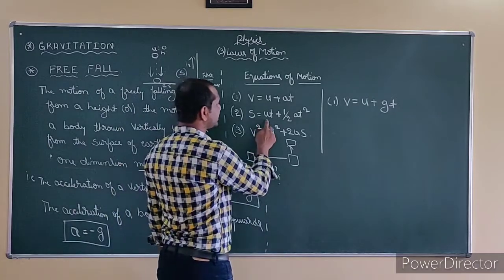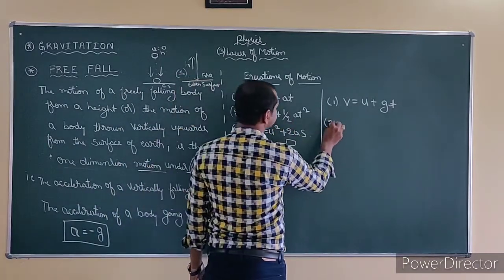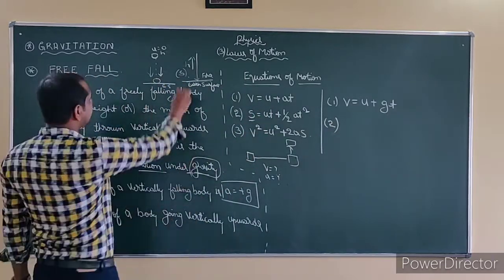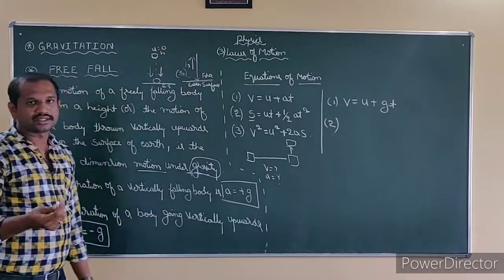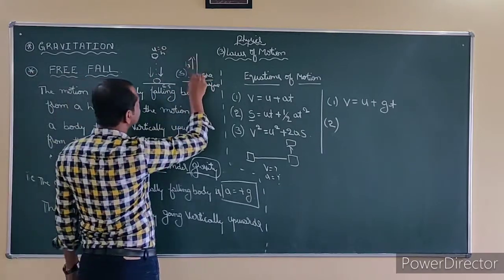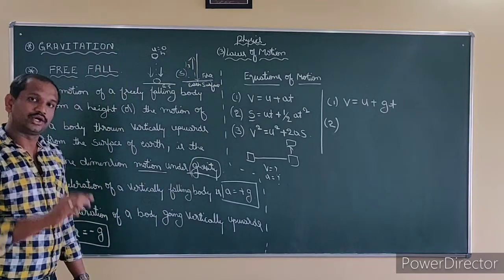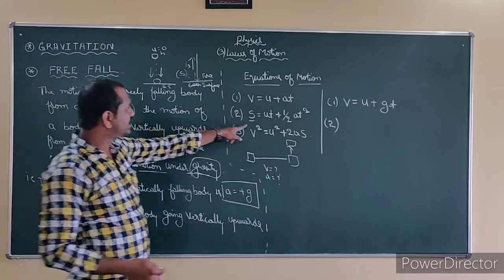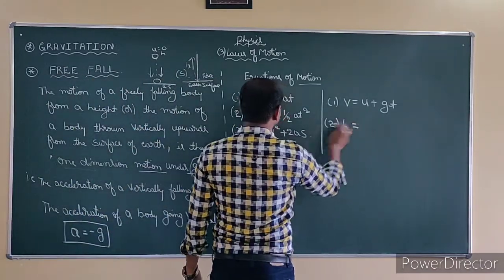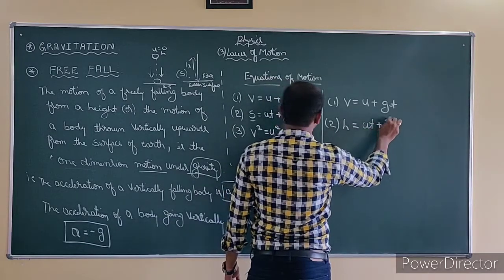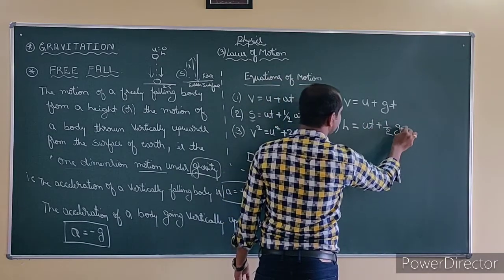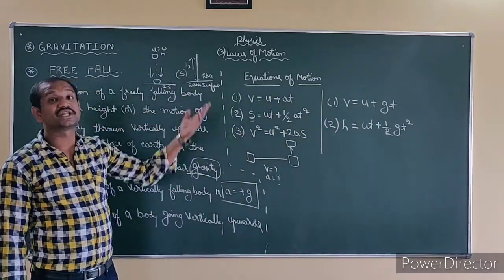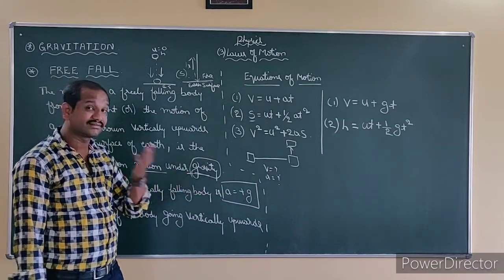What is the second equation? We know s = ut + half at square, right? So here instead of s, that is displacement, we consider height. If an object is going upwards, we can measure it as height. No doubt it is a displacement, but here we consider height. So h = ut + half gt square. These are the equations of motion under gravity.